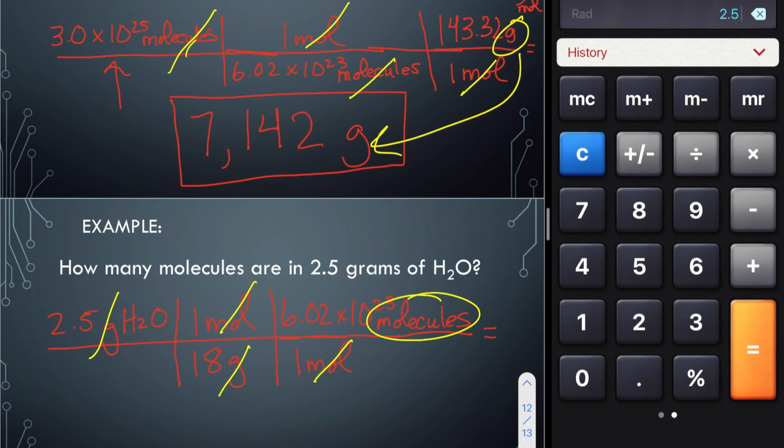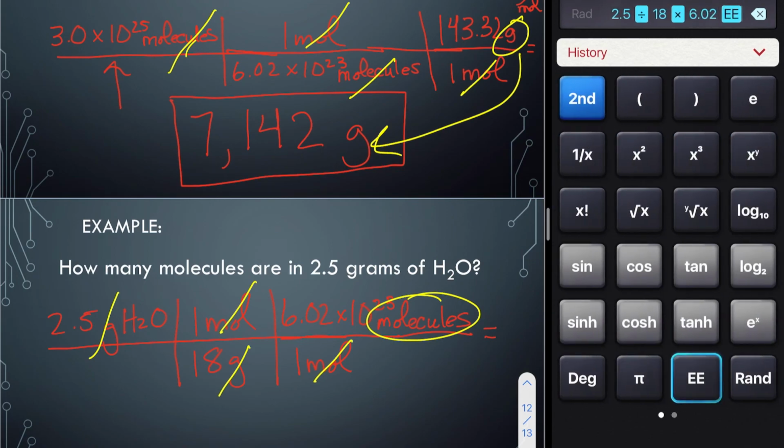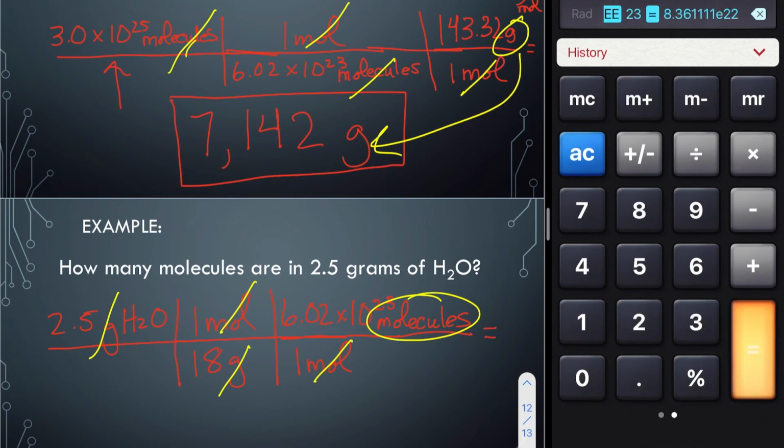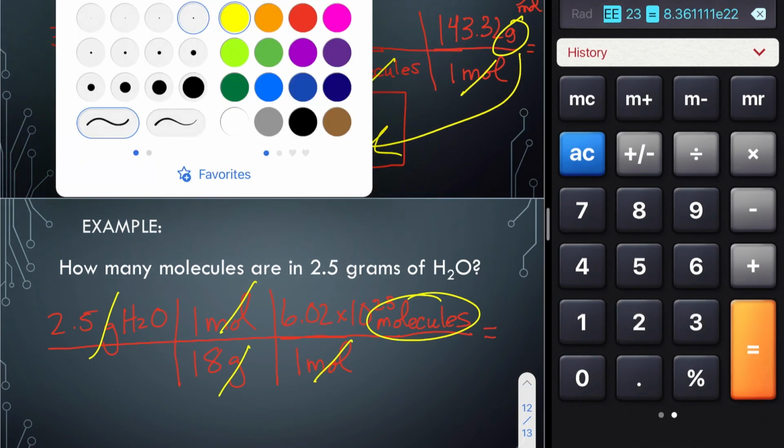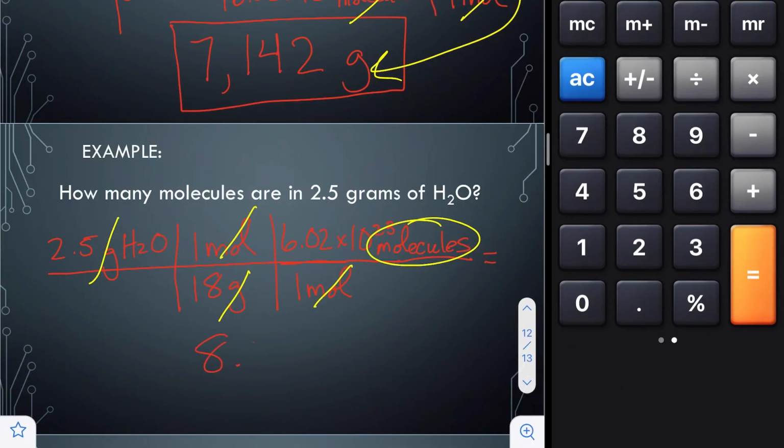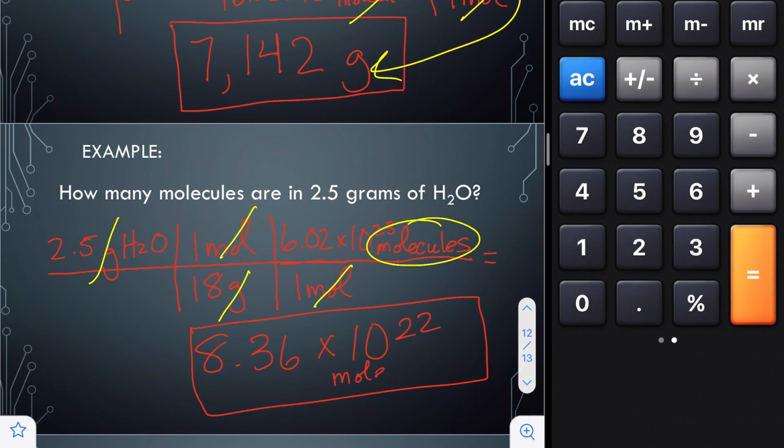I type in my calculator 2.5 divided by 18 times 6.02 times 10 to the 23rd. And I get an answer of 8.36 times 10 to the 22nd. And that is the number of molecules that are in 2.5 grams of water. And that's it. That's the mole. You can go through and do some practice problems on your own.